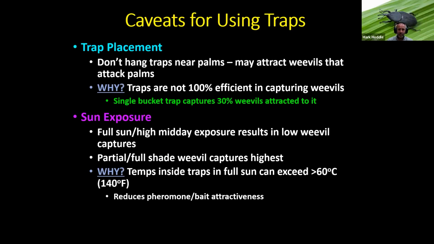We put some thermometers in there, and what we figured out was that if the traps sit in the full sun or catch the afternoon sun, temperatures can get up to 140 degrees Fahrenheit in those traps, and we think this shuts down the pheromone and the bait attractiveness. Basically, the products that you're putting in there, the biologically active products, are being sterilized by the high heat.